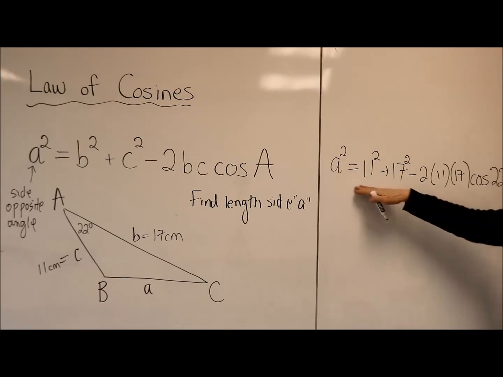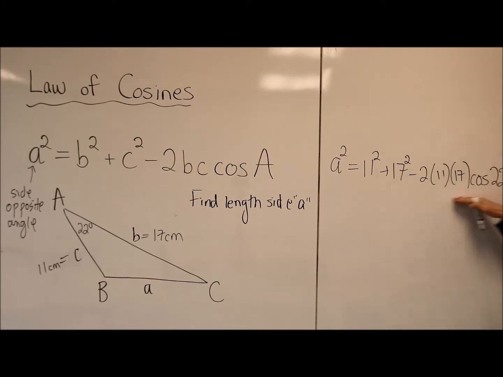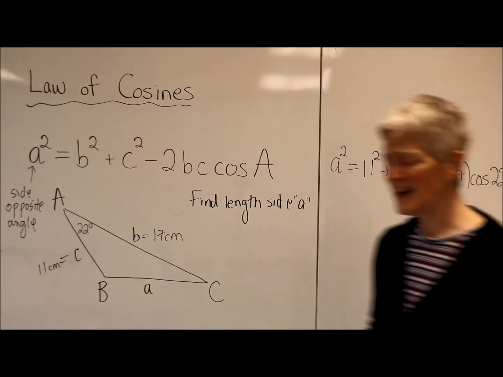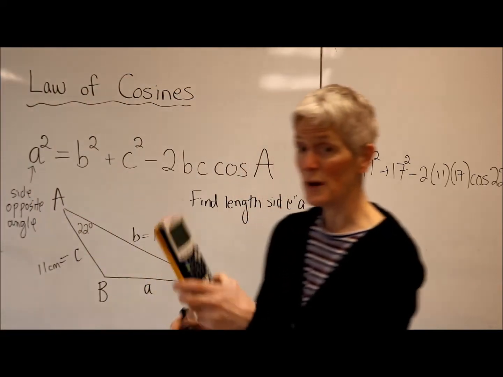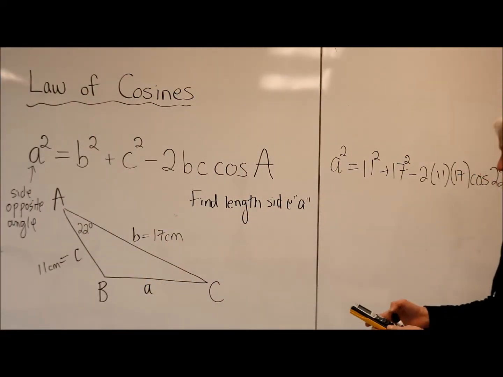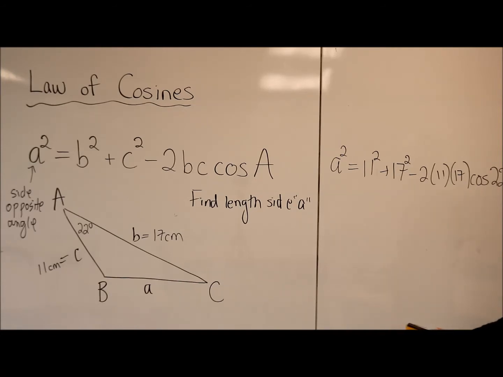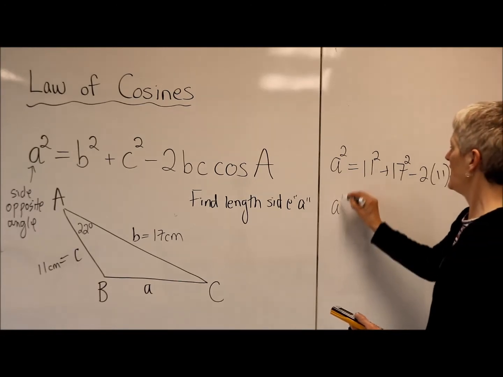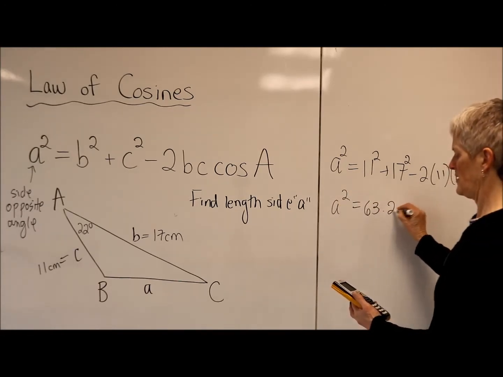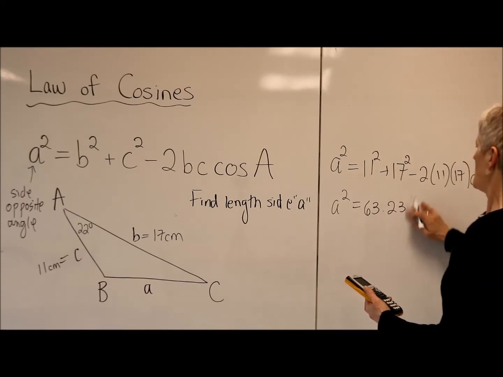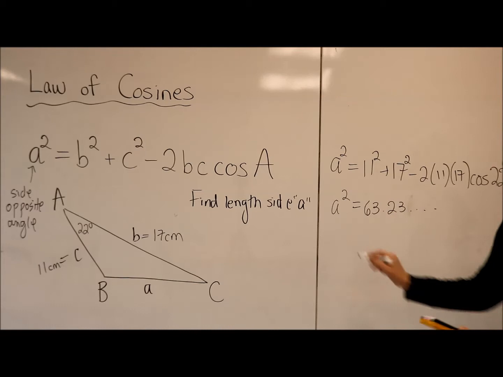Alrighty? Hey, can I put that whole kit and caboodle into my calculator left to right? I think I can. Now, we are in degree mode, so make sure when you grab your calculator that you are in degree mode. And I'm just going to put this in. The calculator will follow the order of operations times the cosine of 22. Obviously, I'm going to get some weird irrational number. I get A squared equals 63.23323, and so on. I'm going to take the square root.